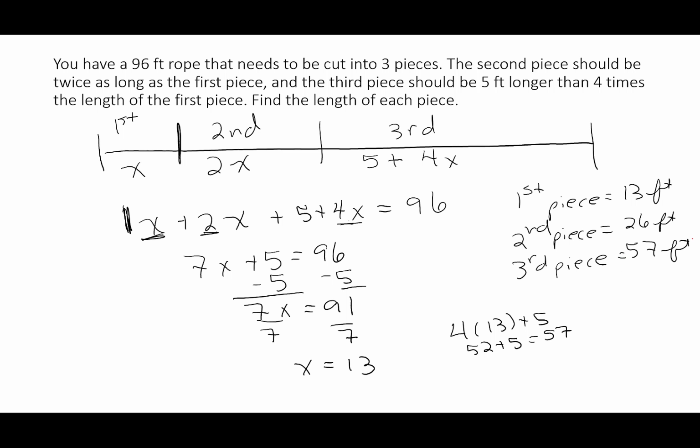Now, one thing I think you could do that's going to be helpful with this one is when you're looking back, make sure that 13 plus 26 plus 57 adds up to the 96 feet that we said we had. So 13 plus 26 plus 57 gives me 96. So there's that nice look back and check to make sure it makes sense.